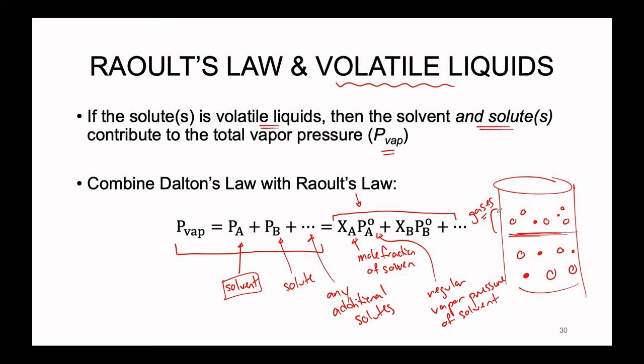So if at any point we're working with a problem, for instance, a homework problem, a quiz problem, an exam problem, what have you, and the solute is labeled as a volatile liquid, we're going to have to pay attention to not only how abundant it is in terms of its mole fraction, but also we're going to have to watch out for whether or not a regular vapor pressure for that solute is also provided, and take it into account using Dalton's law in combination with Raoult's law, as we can see here.